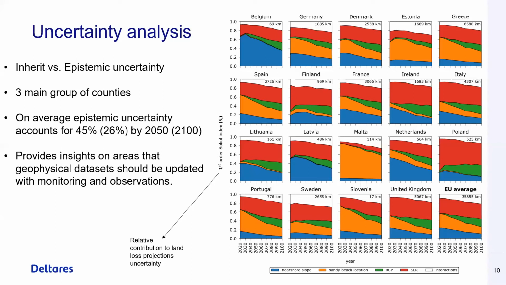On average, we could see that by 2050, this epistemic uncertainty, the uncertainty related to the geophysical datasets that we use, can account for almost 45%, which drops to 26% by the end of the century, which is quite a large amount of uncertainty, and means that if we improve these kinds of methods, we can decrease quite a lot the variance in our projections.